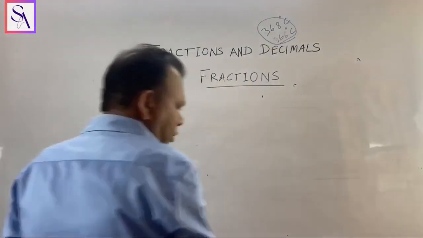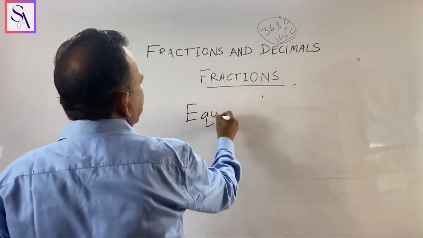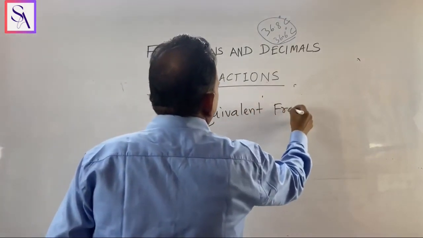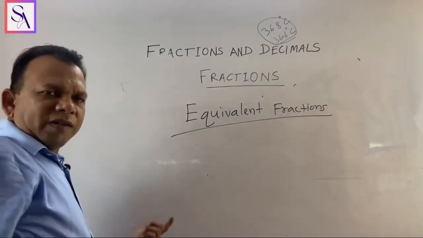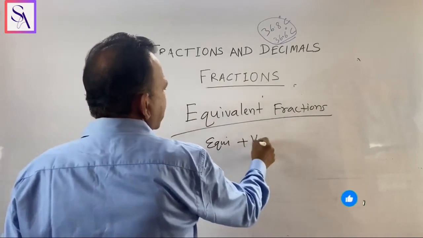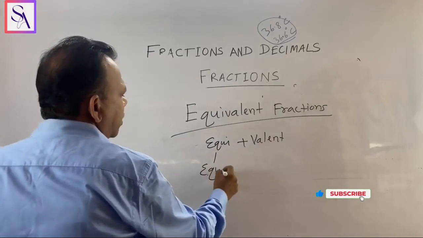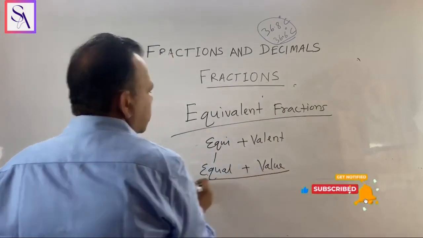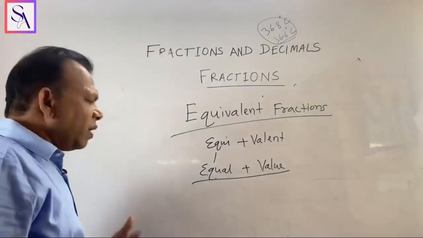So next is, we have already seen equivalent fractions, right? At the start of our discussion. Equivalent means, I am repeating it, equi plus valent. Equi means equal, valent means value. So those fractions which have equal value are called equivalent fractions.